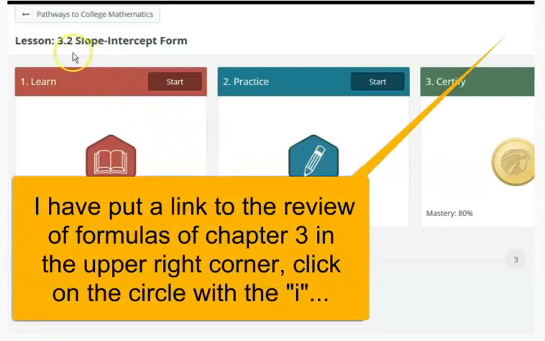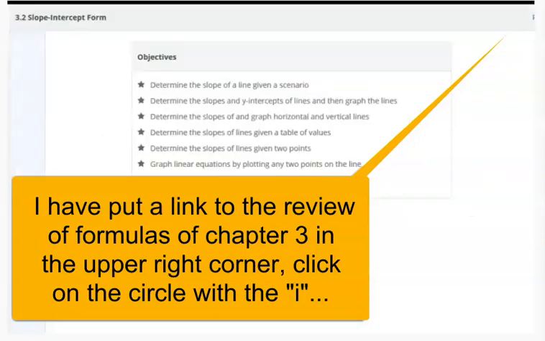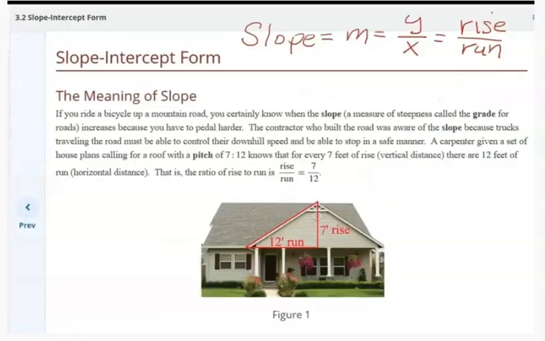Now in lesson 2 of chapter 3, we're going to take a look at the slope-intercept form in some detail. These are the objectives if you'd like to check them out, but we'll be moving on. And as you start the notes of background on slope, you're asked, what is slope?